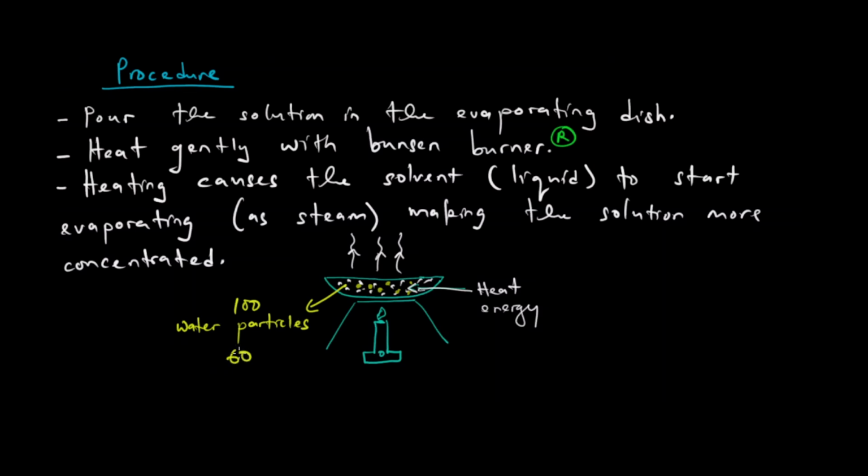Now, what is happening is that let us assume our solution has 100 water particles, and then 60 salt particles like this. The only ones that evaporate are water particles. You can do your own research to explain why my salt particles do not evaporate, why they do not gain enough energy to escape. It comes down to the chemical structure of salt, that's sodium chloride, the bond between the sodium and chlorine particles, how strong it is, whether it can be broken and so on.